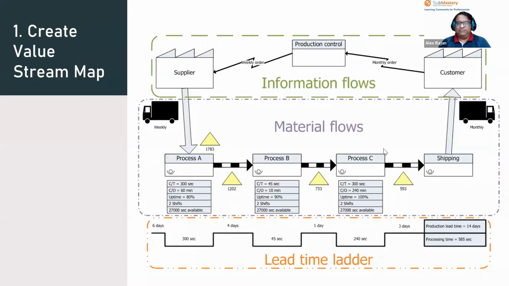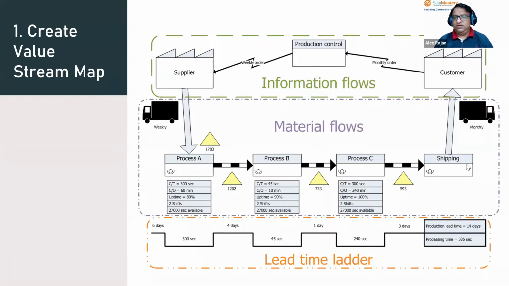So these are the predefined symbols. The information flow shows how information happens in the process, from the customer to the production control. In the organization, the information flows from the customer to the production control department. The customer gives a monthly order to the production control, which gives a weekly order to the supplier for the raw materials. So there is information flow happening, and how the material flows in the process is established here in the value stream map.